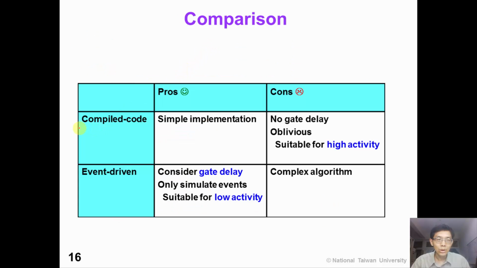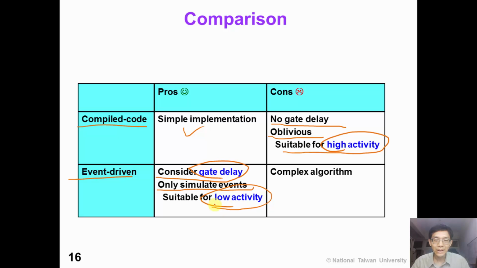So now we already know compiled code and event-driven simulation. Let's compare these two simulations. The advantage of compiled code is that it's pretty straightforward. The implementation can be easier. However, there is no gate delay, and the compiled code simulation is oblivious. That means we need to rerun the code for each cycle. This is suitable for circuits with high activity. The event-driven simulation considers the gate delay. We only simulate events in the circuit, so this is suitable for circuits with low activity. In most cases, event-driven is a good idea, but the algorithm of event-driven simulation is more complicated.